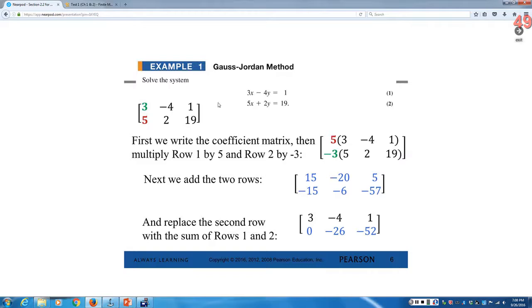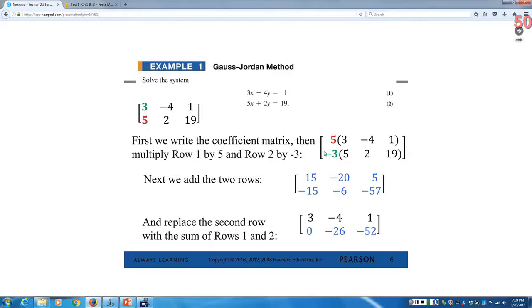So the first thing we look at is making it into the matrix, which is 3, minus 4, 1, just the coefficients of the first equation, then 5, 2, and 19, the numerical part of the second equation. And we're going to rewrite the coefficient matrix, and we're going to multiply the top row by 5, because there's the 5 on the bottom row. And then we're going to multiply the bottom row by -3.